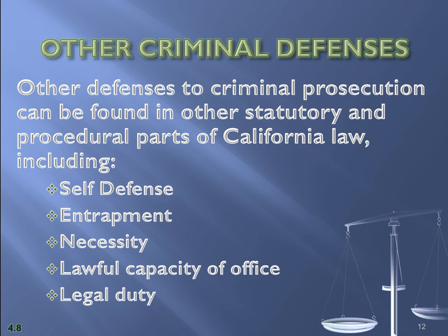So let's finish up with a couple of other defenses, and we'll talk about some of these defenses later on, but we're just going to mention them now. Other defenses to criminal prosecution can be found in other statutory and procedural parts of criminal law, and that would include self-defense, which is self-explanatory, entrapment, necessity, lawful capacity of office, or legal duty. And again, we will talk about a lot of these later on as we get further into some of the chapters.